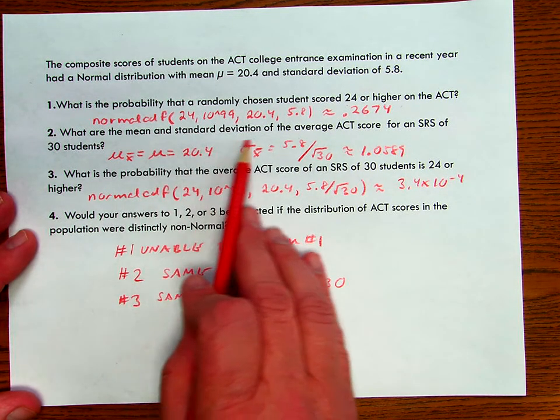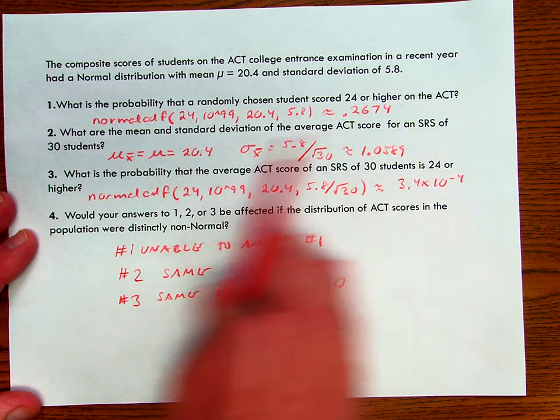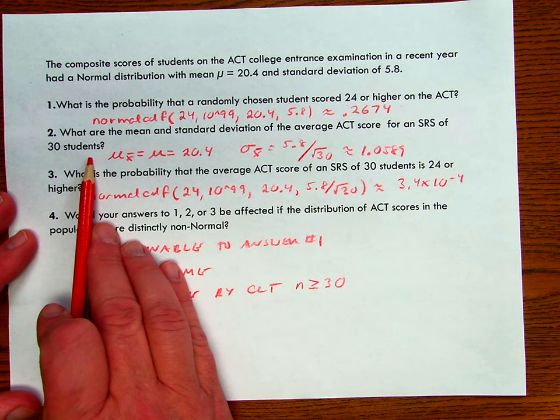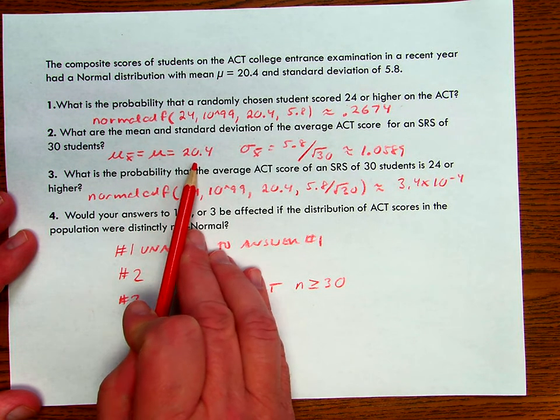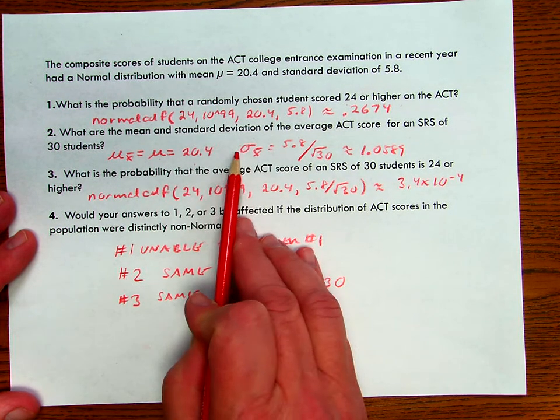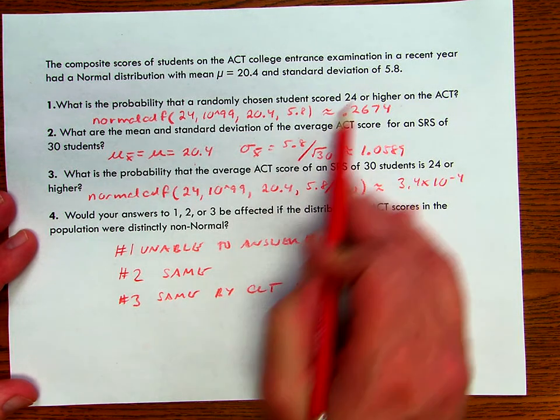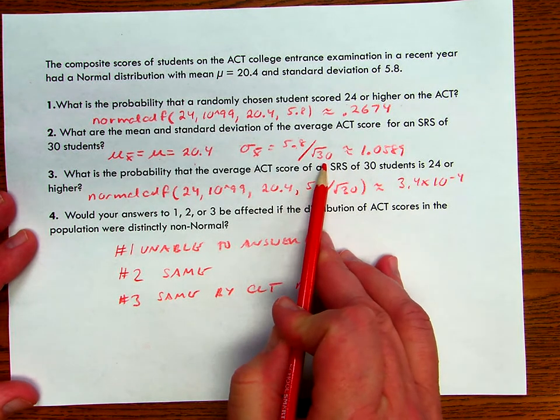Okay, what are the mean and standard deviation of the average ACT score for a simple random sample of 30 students? The mean of the sampling distribution equals the population mean, which is 20.4. The standard deviation of the sampling distribution is the population standard deviation divided by the square root of the sample size.